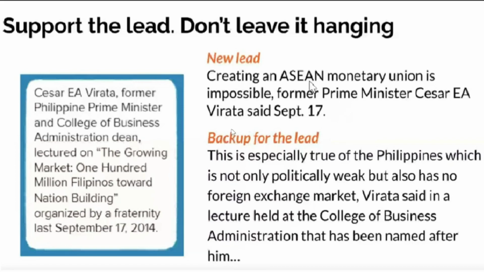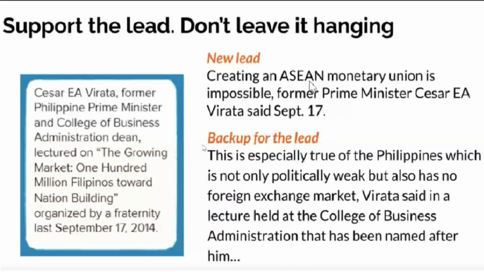So this was his stand. This was probably the focus of his talk during that summit. So he highlighted that an ASEAN monetary union is impossible. Why did he say so? Include that, okay? Include that, or that should be highlighted in the backup lead.